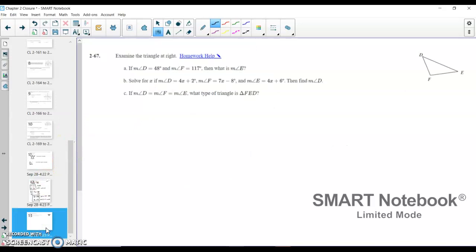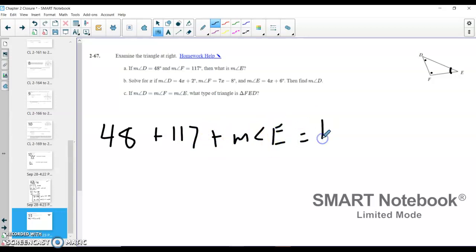One final problem here for 2-67. We have measure of angle D is 48. The measure of angle F is 117. What is the measure of angle E? This is a triangle sum theorem. And so we have 48 in the top corner, 117, and we're missing E. We know that all the angles of a triangle need to add up to 180. So 48 plus 117 plus my missing angle, measure of angle E, is going to have to equal 180.